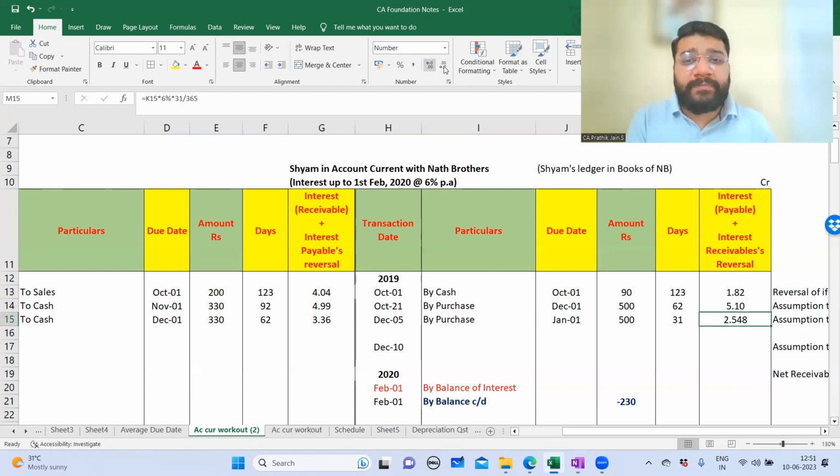2.547 is 2.55. Just round off to 2 decimals. After the decimal, 2 places should come and those should be rounded off. 2.55.